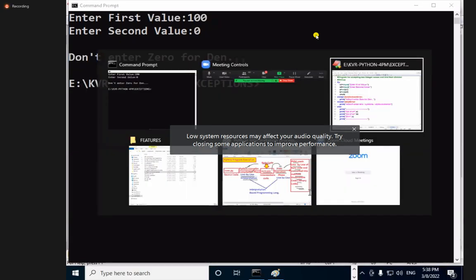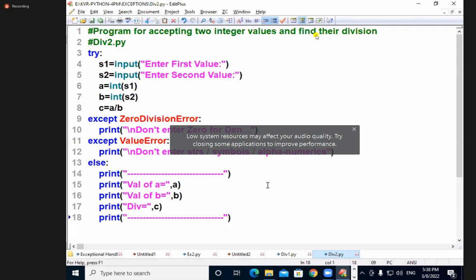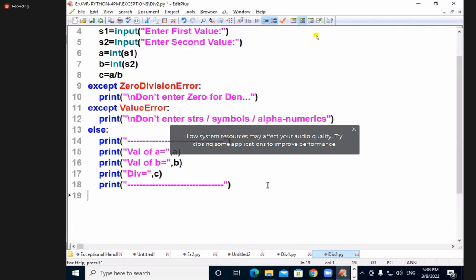Next I am going to introduce one more type of block. One more type of block is there, that is called the finally block. And don't worry about the finally block.